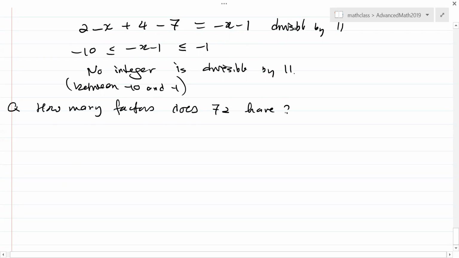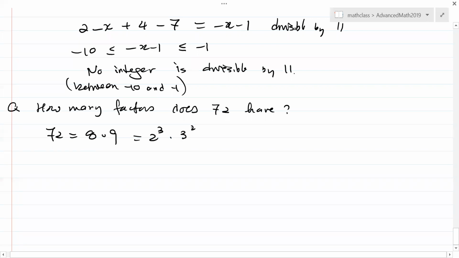So what does that mean? First, we should understand what is called a factor. A number is called a factor of 72 if 72 is divisible by that number, right? So the first thing you have to do is prime factorization. 72 is an even number, I think 8 times 9. But 8 is 2 cubed, 9 is 3 squared.